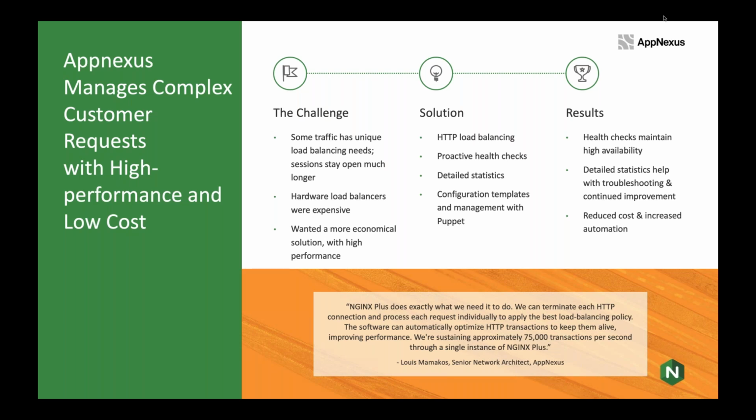Health checks basically maintain the high availability. AppNexus uses a DevOps process that involves frequent rolling upgrades. And NGINX Plus continually checks the health of the upstream servers and does not send requests to servers that have failed. So this minimizes latency and dropped requests, and therefore any lost revenue when servers are taken out for maintenance or have failures.